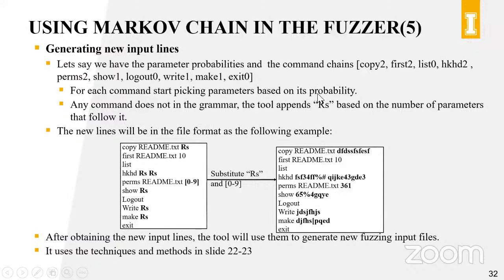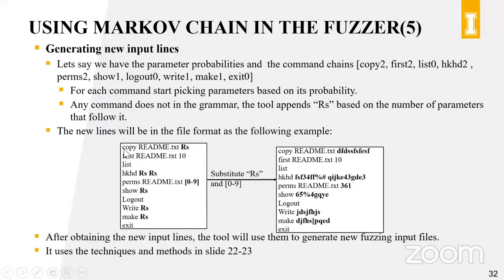If any command is not in the grammar, the tool appends or attaches RS, or random string, based on the number of parameters that follow it. So the new line will be in the file format of the following example. So we have the list of the commands here.